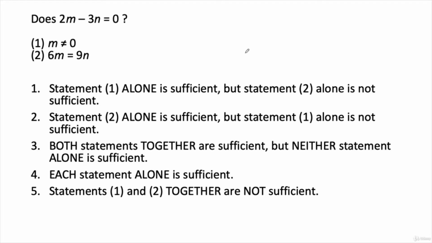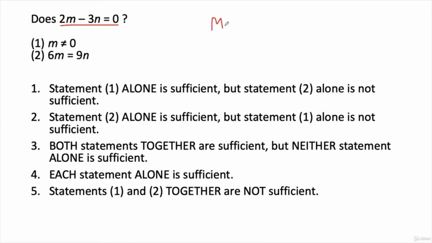Let's understand the question. The question asks, does 2m minus 3n equal 0? So we need to solve for a condition. Looking at option number 1, it says m not equal to 0. Can we infer 2m minus 3n is equal to 0 from m not equal to 0? How do we find it?